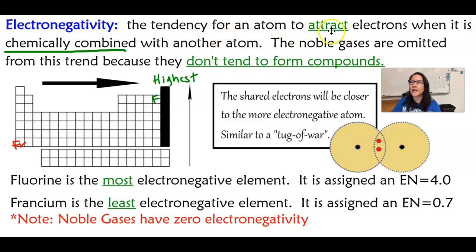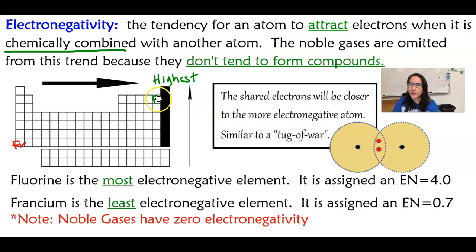Electronegativity is the tendency for an atom to attract electrons when it is chemically combined with another atom. The noble gases are omitted from this trend because they don't tend to form compounds. They already have that complete octet that all atoms want. So the shared electrons will be closer to the more electronegative atom, which is similar to a tug-of-war.